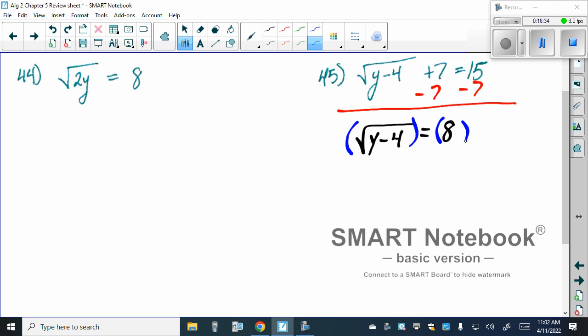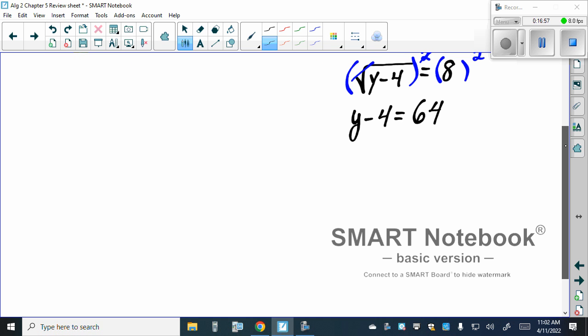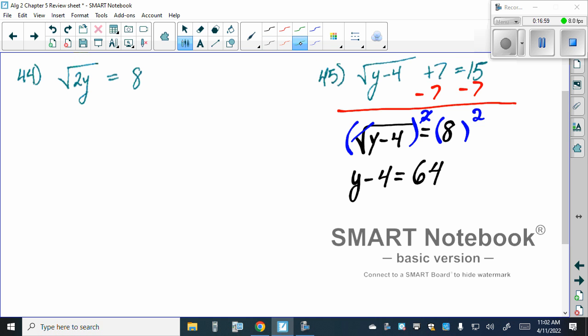So at this point here, we're going to put both sides to the second power because, again, we want the radical to simplify out. Does the square root of y minus 4 squared? Well, the square root and square will cancel, telling us that y minus 4 is equal to 8 squared, which is 64. And last but not least, we just need to solve for y. So we would add 4 to both sides, telling us y is equal to 68.